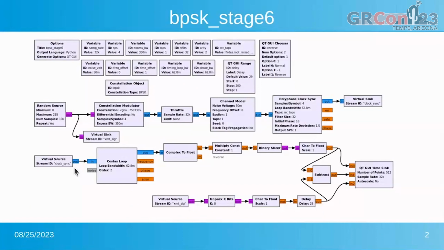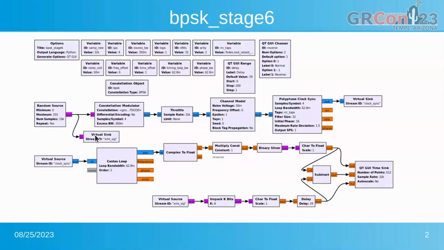At the end of the BPSK tutorial is this flow graph, and it shows a random source feeding a BPSK modulator, channel module, and then into a clock sync and Costas loop, traditional BPSK decoding, and then running that through a binary slicer. So at this point, we have a bit stream that is the same as the transmitted stream from the random source.